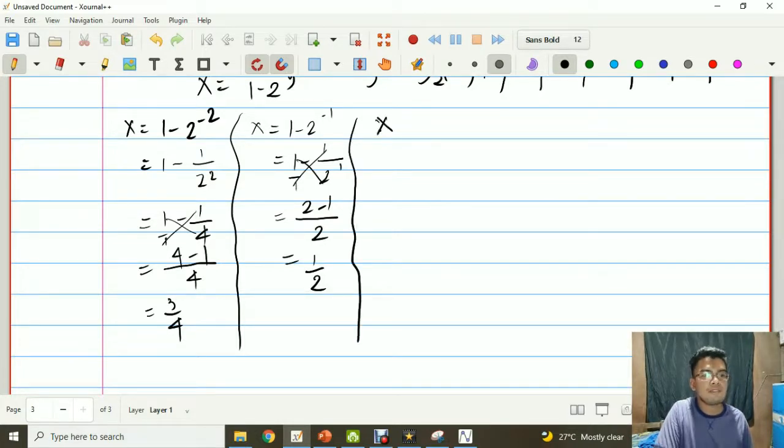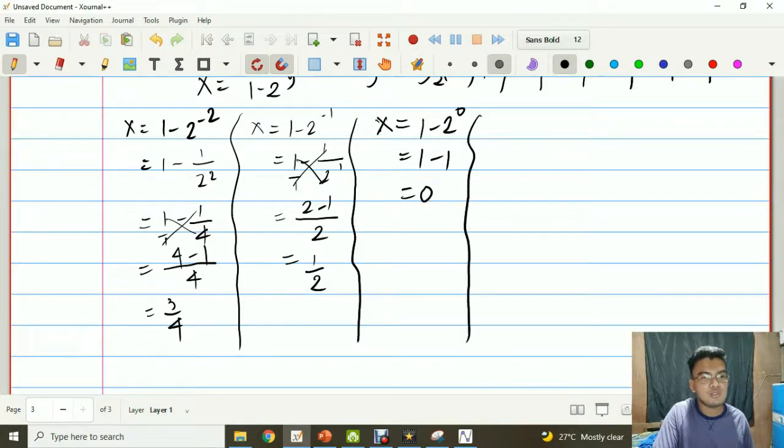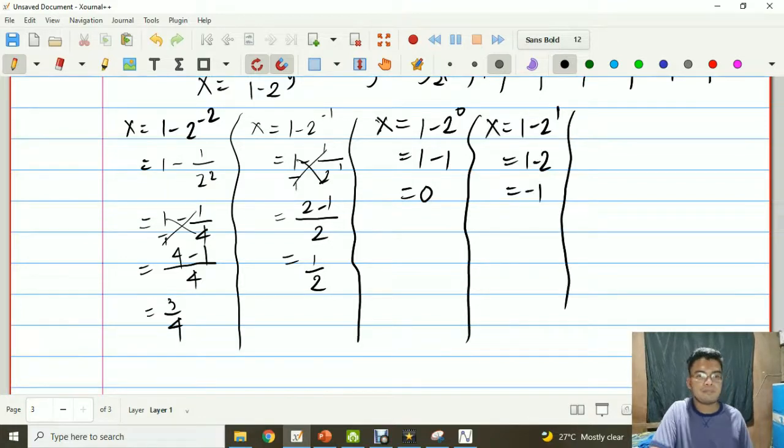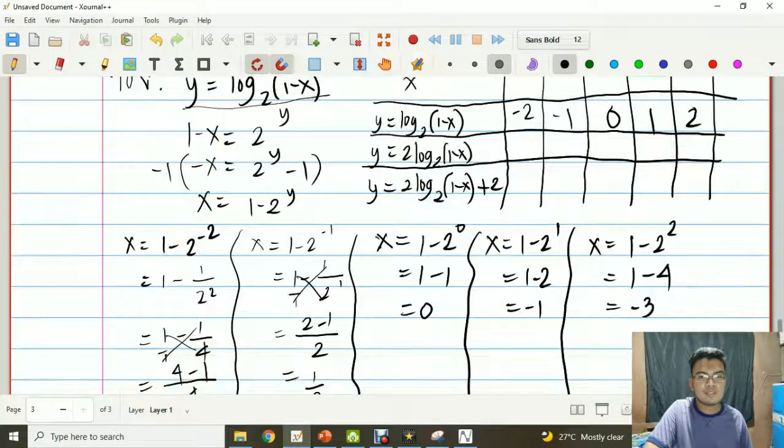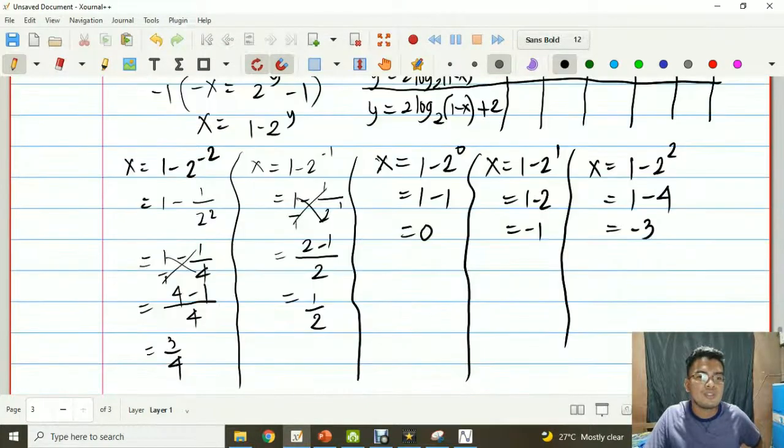If y is equivalent to 0, then 1 minus 2 raised to 0, then 2 raised to 0 is 1. 1 minus 1 is equivalent to 0. If y is 1, then 1 minus 2 raised to 1. 2 raised to 1 is 2. Then our x will be negative 1. And then if y is 2, then 1 minus 2 squared, we have 2 squared is 4, so 1 minus 4 is negative 3. We now write these values doon sa ating row for x.